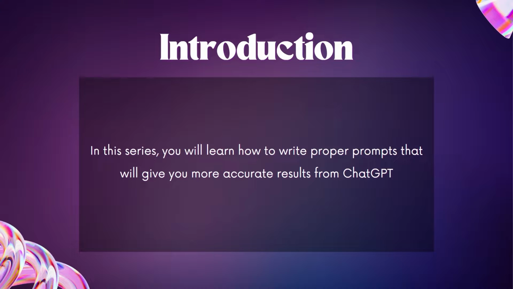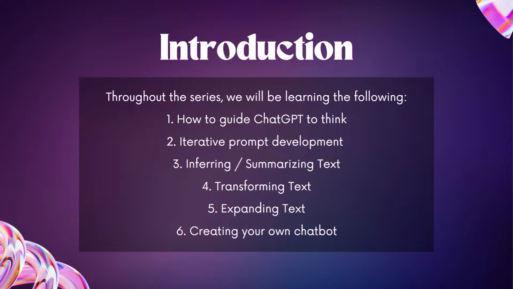So if this is your first time watching this series, here's a quick little introduction of what this series is about. Inside of this series, you're going to learn how to write proper prompts that will give you more accurate results from ChatGPT. And throughout this series, here are just some different topics that we're going to be covering. The first one is how to guide ChatGPT to think. The second one is iterative prompt development. The third one is inferring and summarizing text. The fourth one is transforming text. The fifth one is expanding text. And finally, for the sixth one, you're going to learn how you can create your own chatbot.